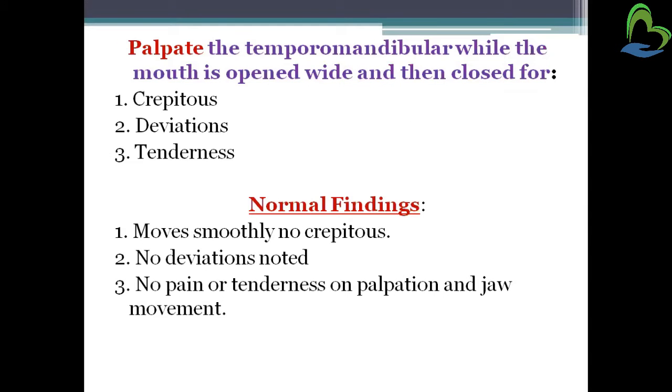The next is palpation. Palpate the temporomandibular joint while the mouth is opened wide and then closed. The things we are observing are crepitus, deviations, and tenderness. So what are the normal findings? It moves smoothly and there is no crepitus. No deviation is noted, other than the normal finding. There is no pain or tenderness on palpation and jaw movement. If the person has pain or tenderness, you have to report it to the physician.